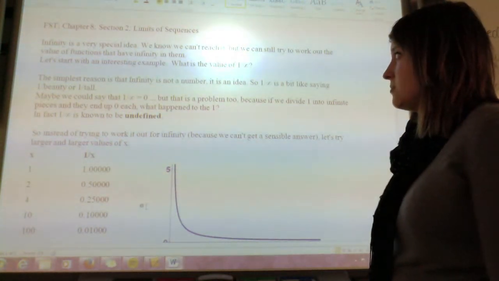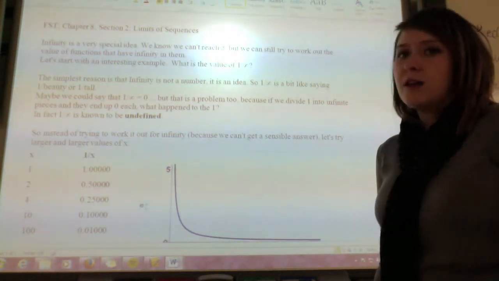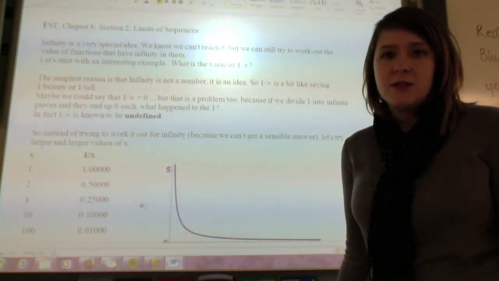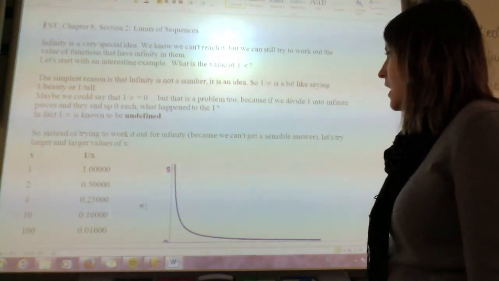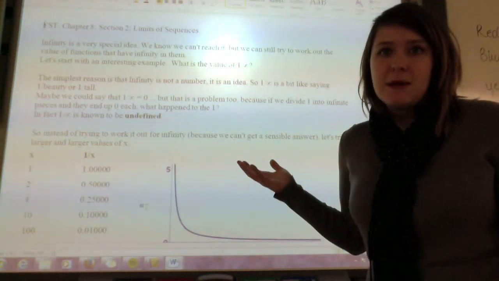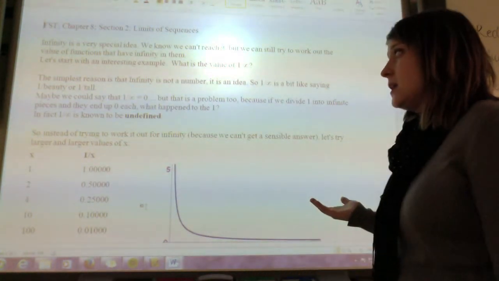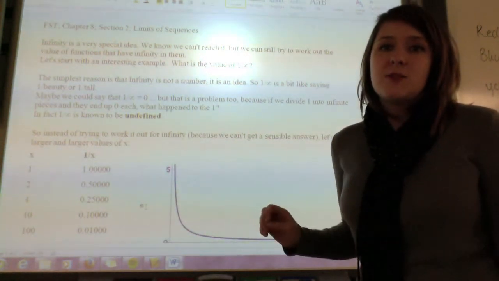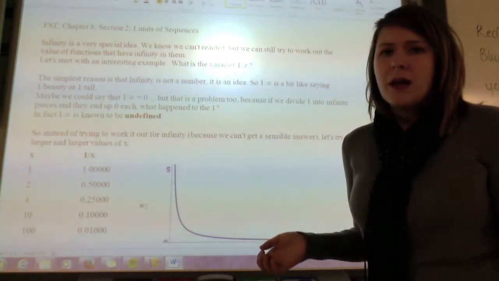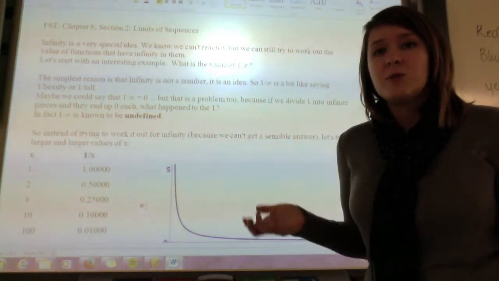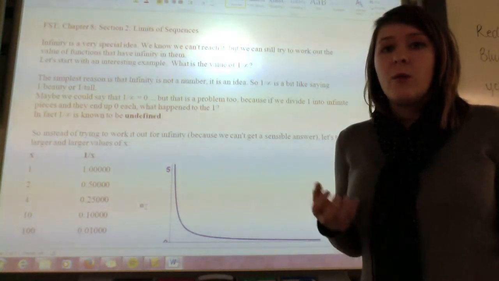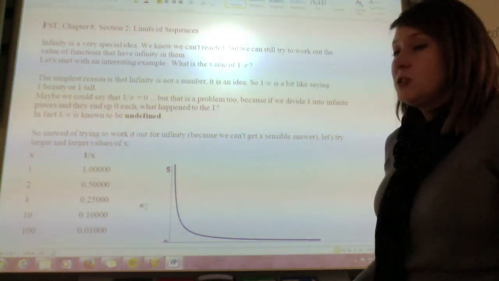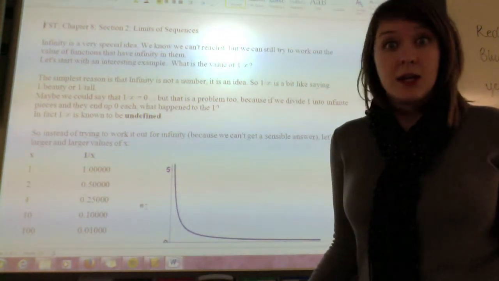Let's start with an interesting example. What is the value of 1 divided by infinity? Well, the answer lies in what I just said. Infinity is not a number, so I cannot divide by it. That's like the same thing as saying 1 divided by beauty. It doesn't make any sense. Maybe we could say that 1 divided by infinity is equal to 0, because if I split 1 into infinitely many parts, then each of those parts would be almost nothing. But that really doesn't make any sense, because if I split it into infinity parts and each part is 0, where did my 1 go? So the fact is that 1 divided by infinity is actually undefined. We can't find it. It doesn't make any sense.